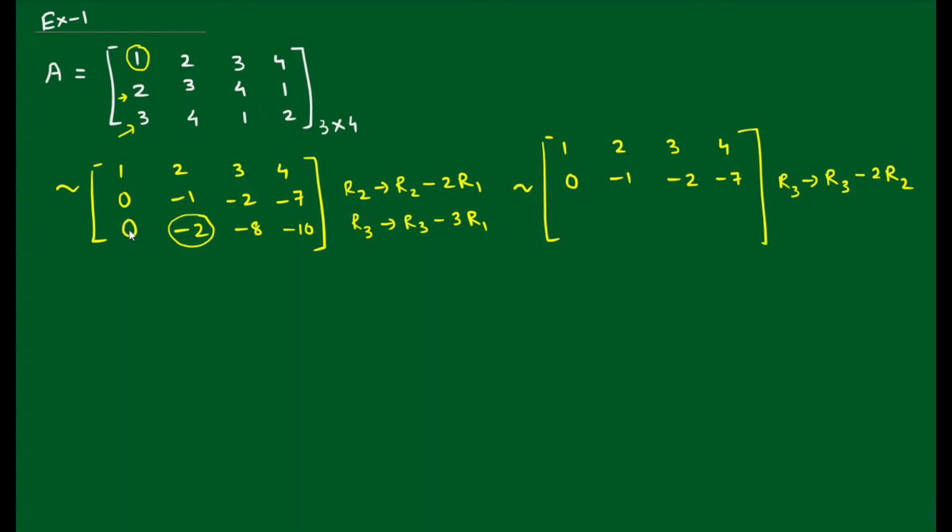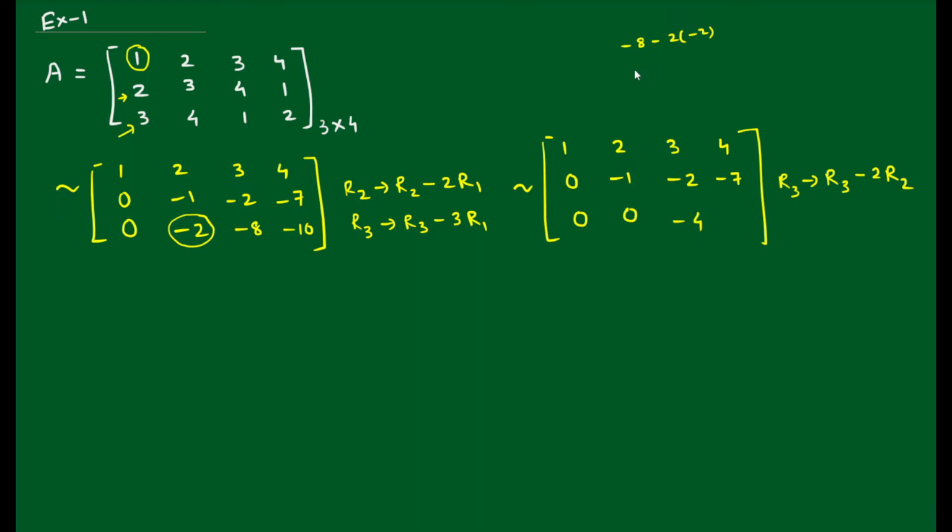So what was the first element? 0. Above it is 0, below it is also 0. So 0 minus 2 into 0, again it will be 0. Then minus 2 minus 2 into minus 1, so it will become 0. Then minus 8 minus 2 into minus 2, so it will become minus 4.